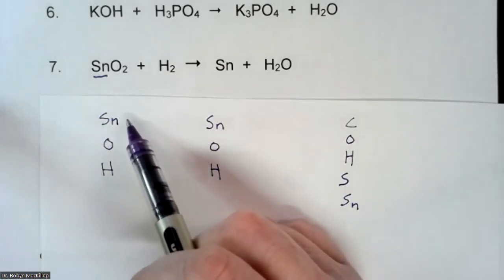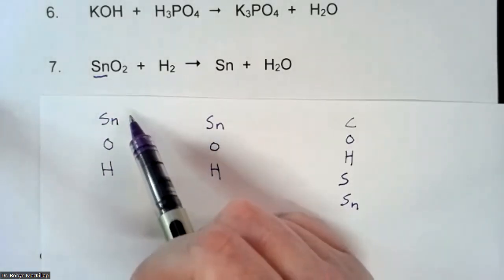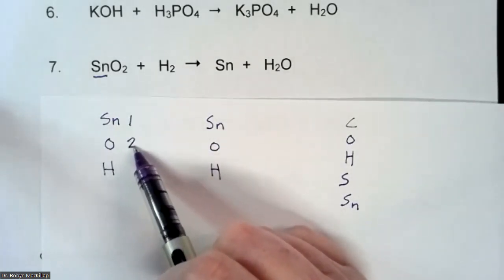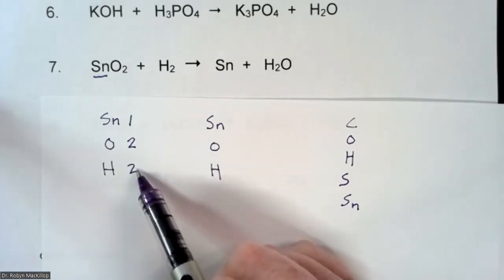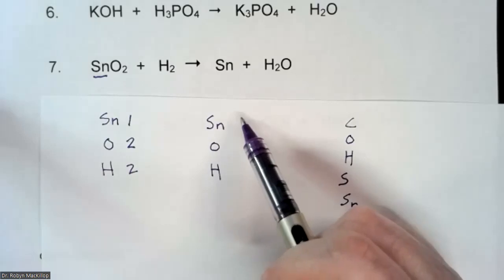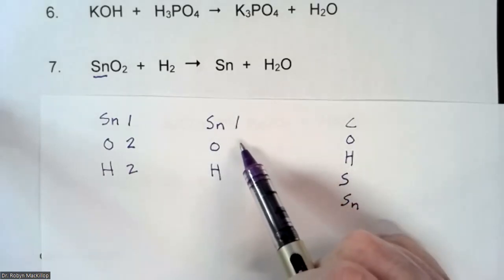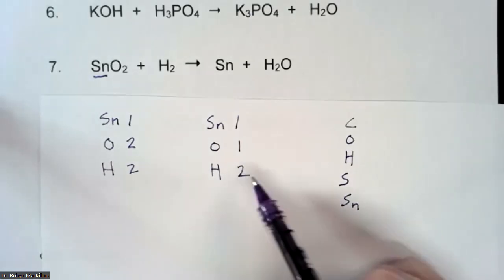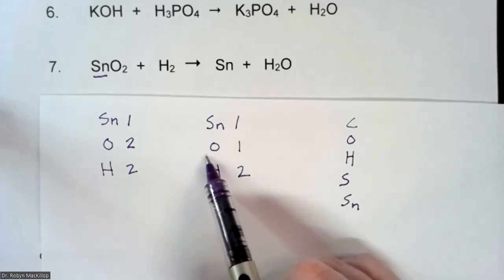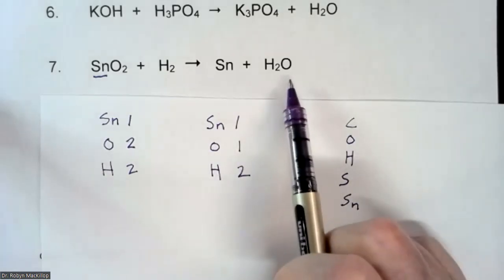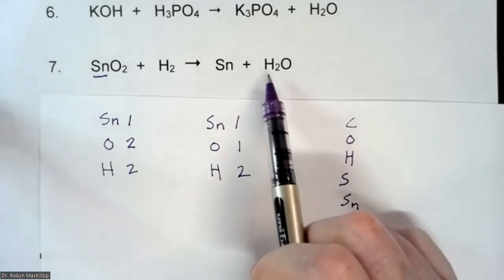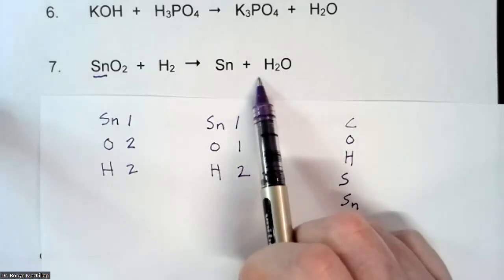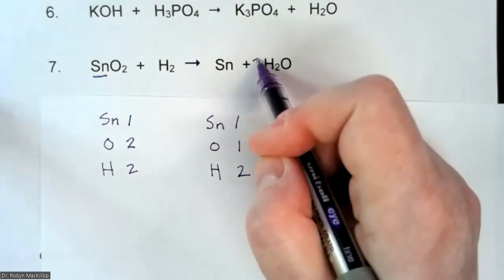All right, so how many SNs over here do we have? 1. Yep. How many O's? 2. Perfect. How many H's? 2. Perfect. How many SNs over here? 1. How many O's? 1. And how many H's? 2. Perfect. So which one is out of balance? It's just our O's, isn't it? So we need to get this O up to 2. They're connected. So what are we going to do here to make that a 2? 2. Yep. 2 times 1 equals 2.